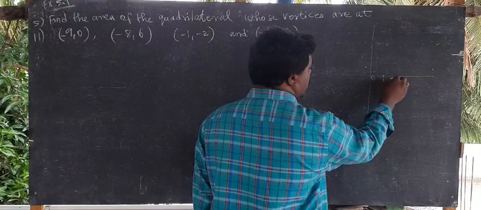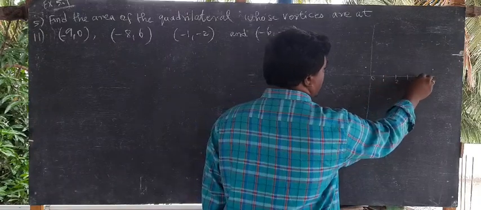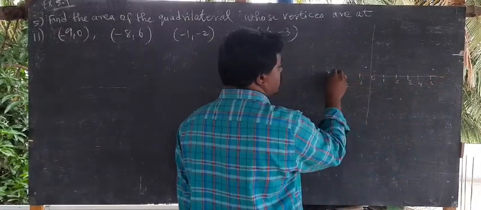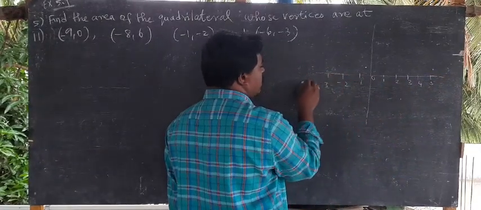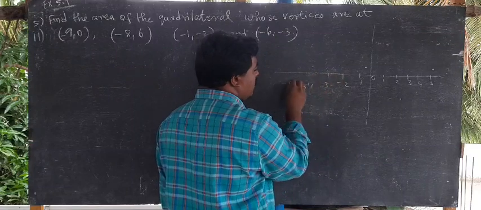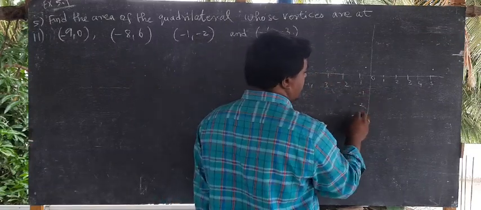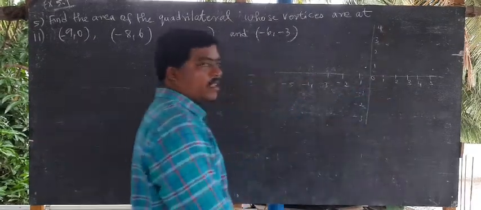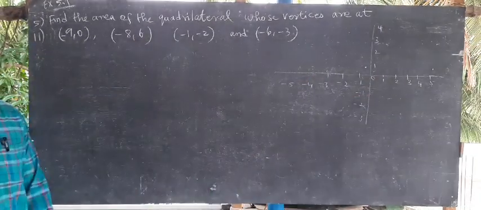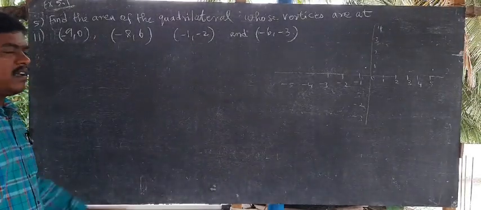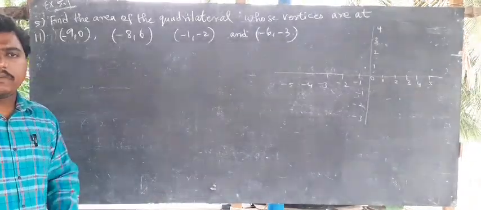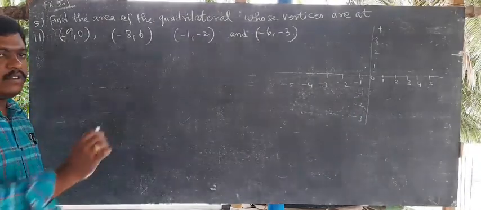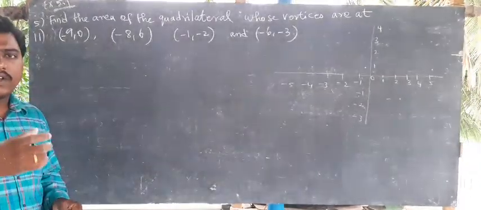0, 1, 2, 3, 4, 5, minus 1, minus 2, minus 3, minus 4, minus 5, minus 1, minus 2, minus 3, 1, 2, 3, 4. Like this, we have to draw the graph roughly, that is enough from the examination point of view also. In examination, in pen or pencil, roughly you do the graph. No need for accurate values.